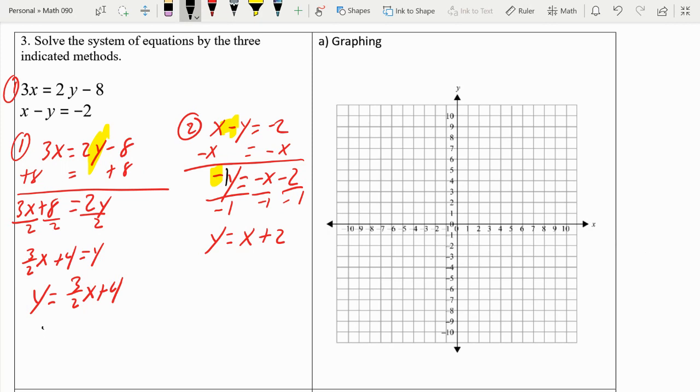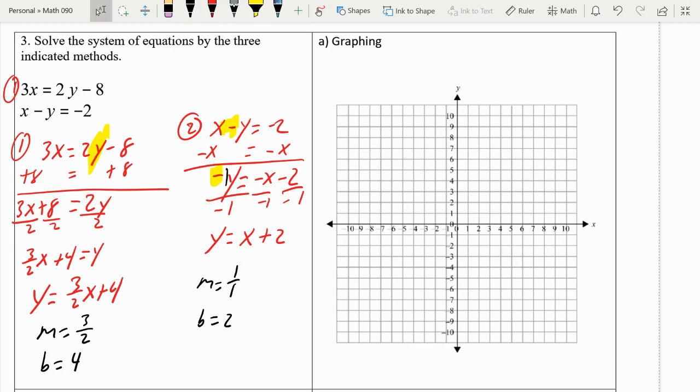So my slope here for equation 1 is 3 over 2. My y-intercept is 4. Equation 2, my slope is 1 over 1. I always write it as a fraction. Remember, rise over run. And then my y-intercept is 2. Now I apologize because I can't draw straight lines on this tablet here. You guys can do a better job of this, but you'll get the idea.